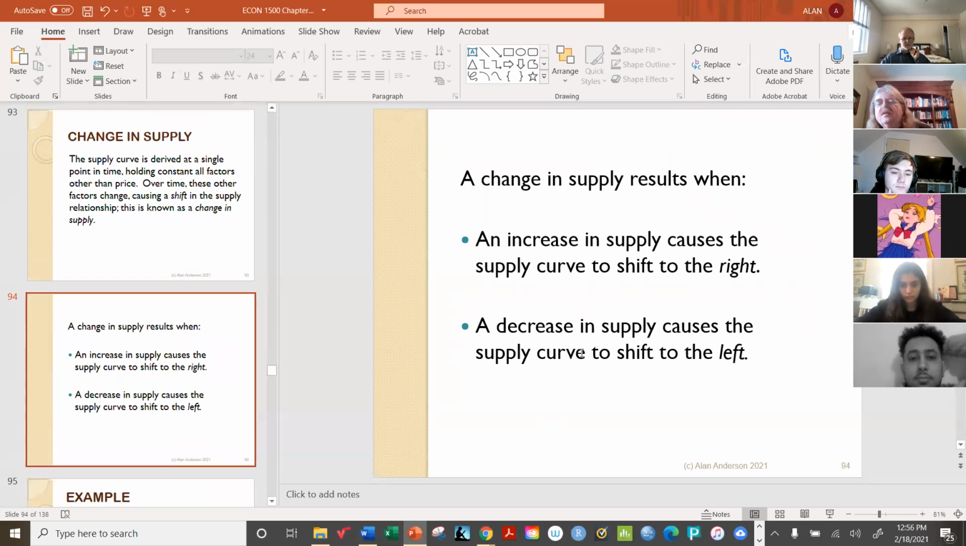So just like with the demand, an increase in supply causes the entire curve to shift to the right, whereas a decrease in supply moves us to the left. That never changes, so we don't want any confusion. To the right is always an increase, to the left is always a decrease.